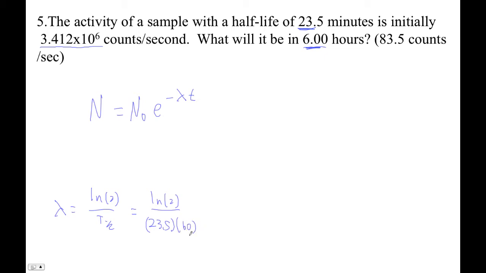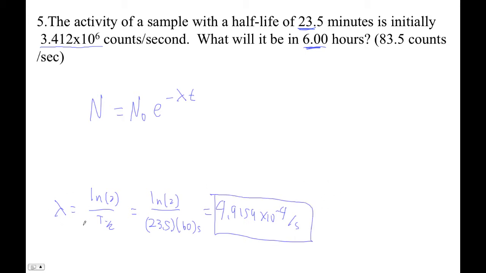All right, here we go. ln2 divided by parentheses 23.5 times 60. And I've got 4.9159 times 10 to the minus fourth. And this is per second probability, because this is seconds. The probability is a pure number, so all right.